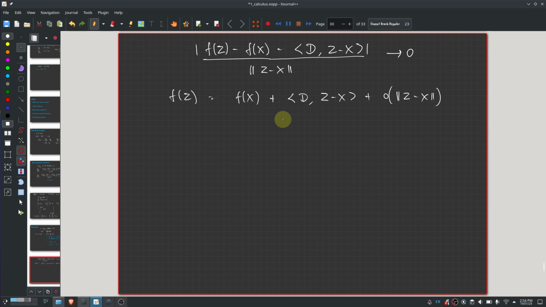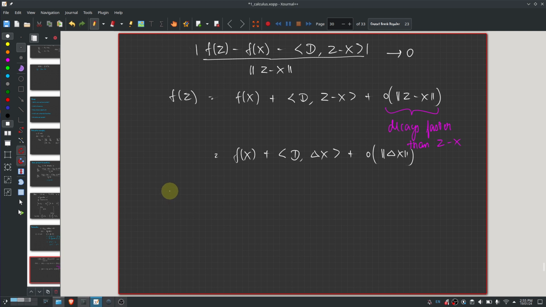If I can find a matrix D such that I can write f of Z, any f of Z, as f of X plus inner product between D and Z minus X plus some quantity that decays faster than Z minus X, I'm done. Okay. This is also equal to f of X plus inner product between D and delta X plus little o of the norm of delta X. Okay, are you with me so far?